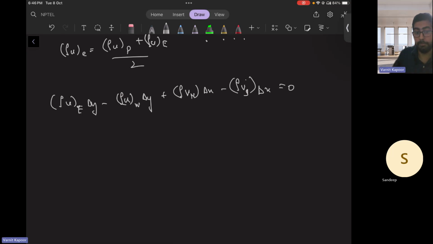No u_P, v_P feature in the above equation, if you observe. Only the neighboring nodes' cell-centered values are known here. The cell which is under consideration is not featuring.